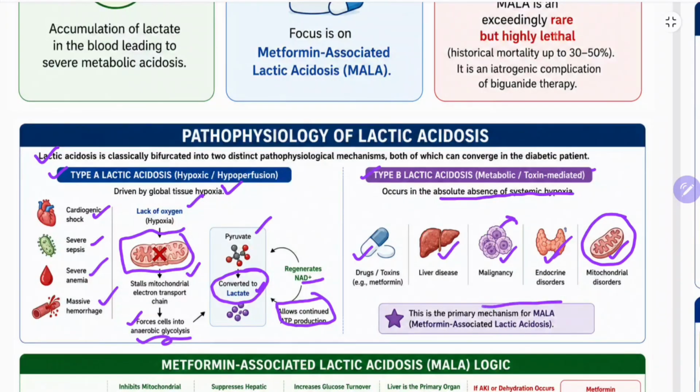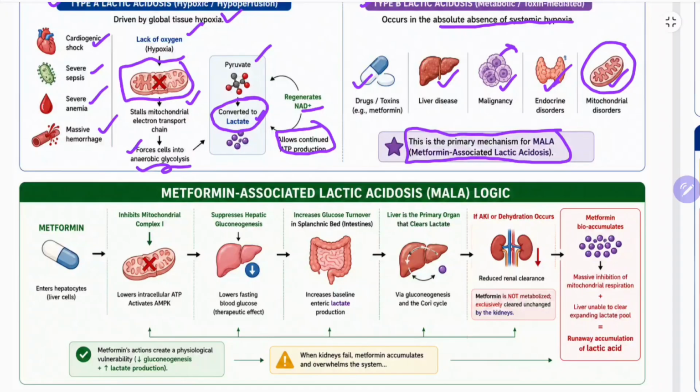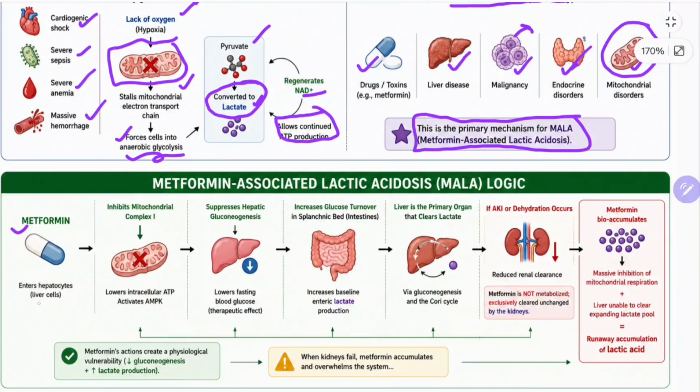Type B lactic acidosis is the primary mechanism of metformin-associated lactic acidosis, that is MALA. So typically we will discuss here metformin-associated lactic acidosis. What is the mechanism behind that? Metformin will enter the liver cells, hepatocytes, and it will inhibit the mitochondrial complex, lower the intracellular ATP, and activate the AMP kinase, which is the primary mechanism of action of metformin.